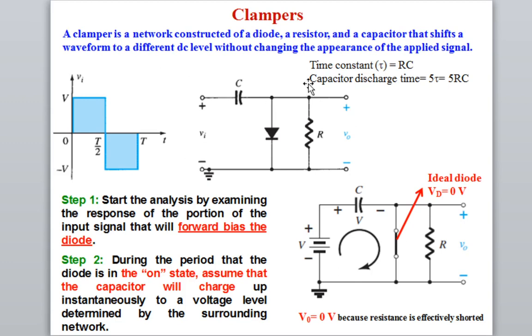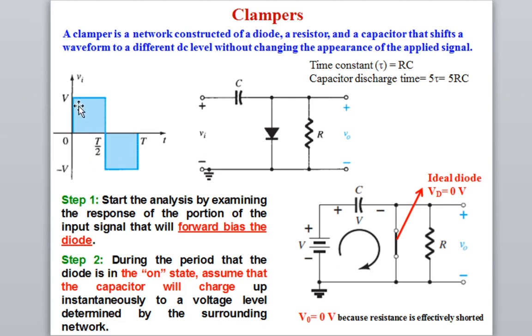So in step 1, let us say this is the problem, and you have to draw the output. What will be the output of the clamper circuit? So in the first step, you first try to see the input signal, for this 0 to T/2 to T. With respect to this input signal, first you have to find out for which time interval the diode will go into forward bias. Okay, let us try to analyze for that.